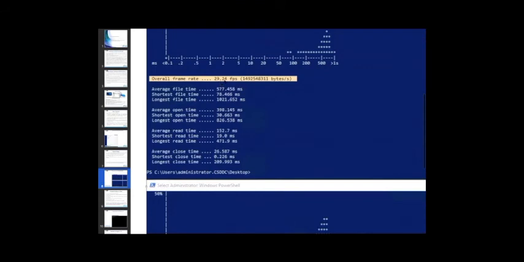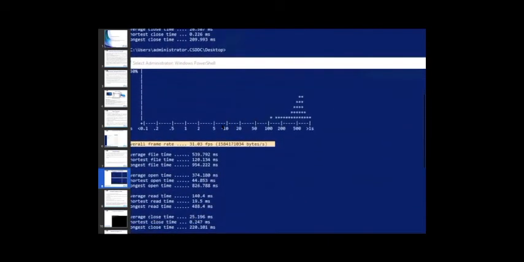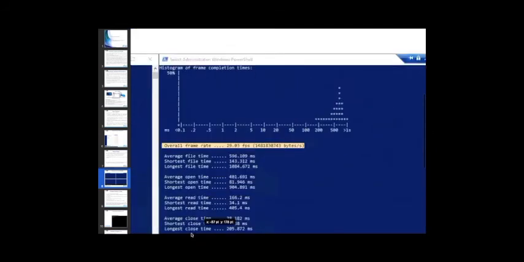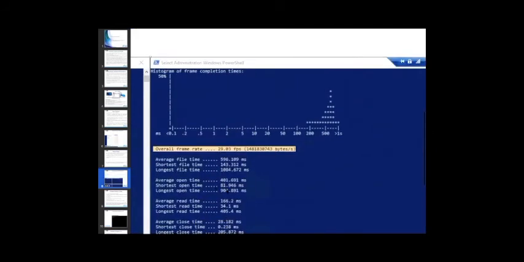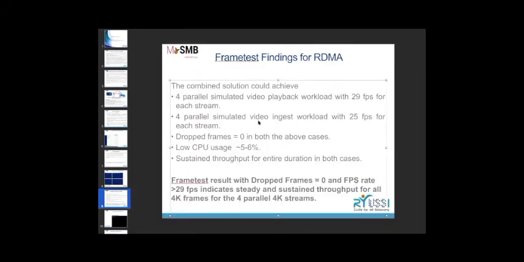For the first instance, we see that the FPS is around 29. For the second one, it is around 31. For the third one, it is around 29 again. And for the fourth one also, it is around 29. So I'll just come to the findings. We could achieve 4 parallel simulated video playback workloads with 29 frames per second for each 4K stream.